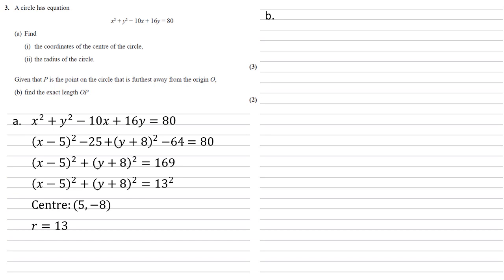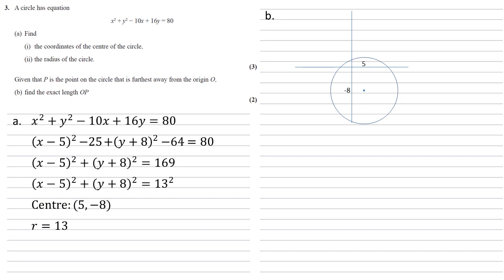Given that P is the point on the circle that is furthest away from the origin O, we need to find the exact length of OP. So let's start with a diagram. Here's our circle. The centre is at 5, minus 8. And as the radius is 13, so larger than 5 and 8, we know it must go up into that second quadrant over the origin.